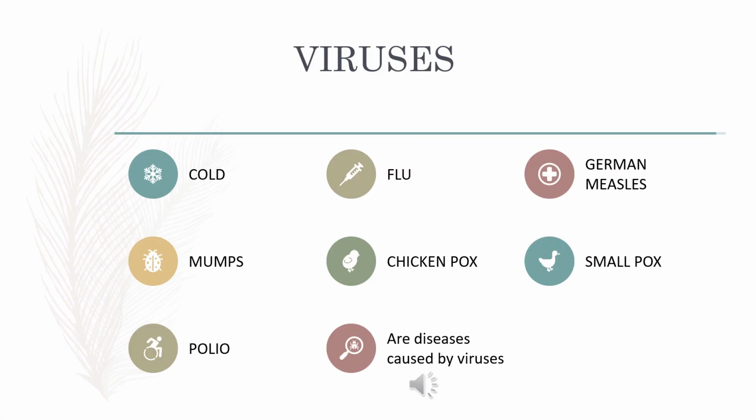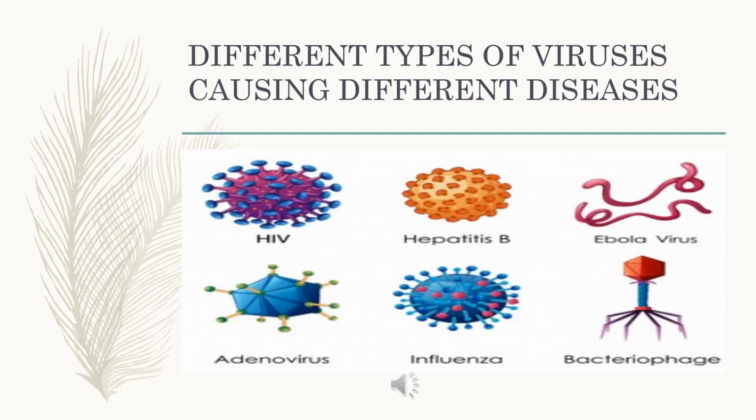Dear students, in this slide you can view the different types of viruses and their shapes. HIV, hepatitis, Ebola virus, influenza virus, bacteriophage and adenovirus. Dear students, next microbe under discussion is fungi. Athlete's foot, ringworm, and thrush are diseases caused by fungi. The fungi grow in warm, moist areas such as between your toes or inside the mouth. Athlete's foot can be very uncomfortable. Ringworm is a fungal infection of the skin.